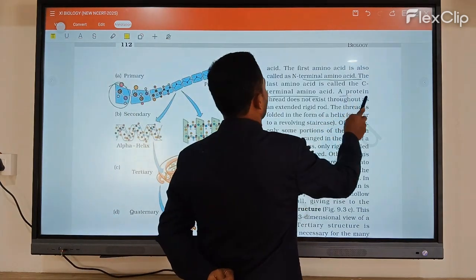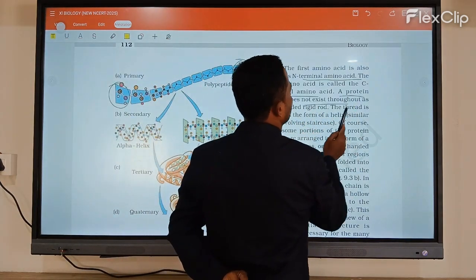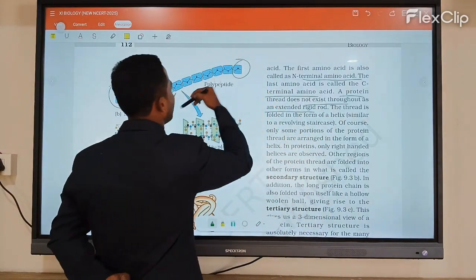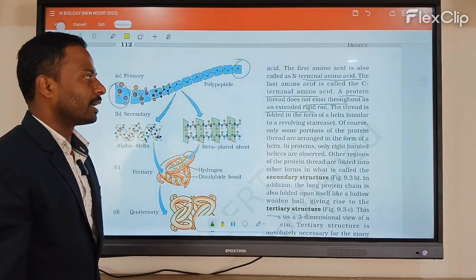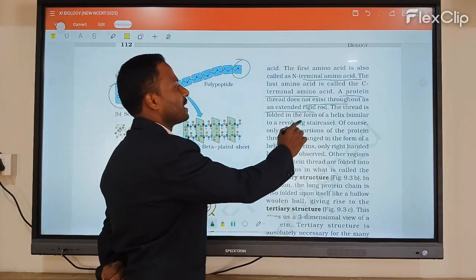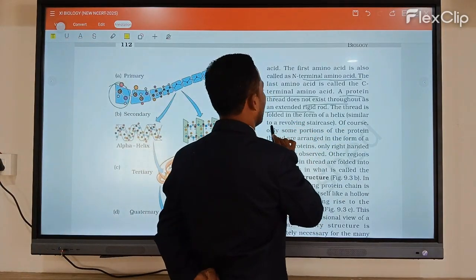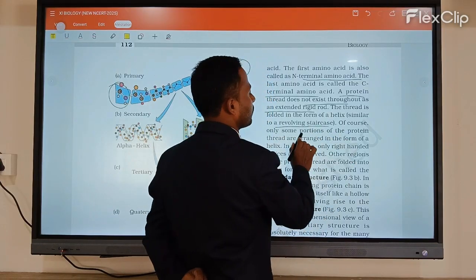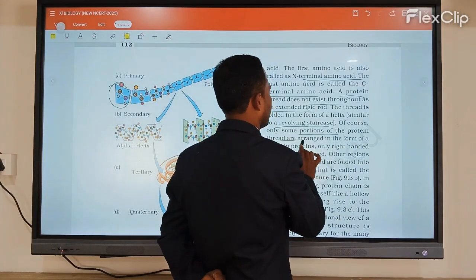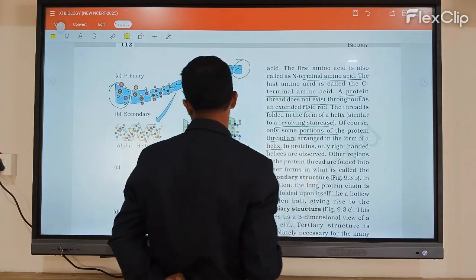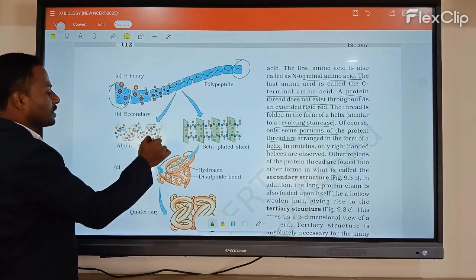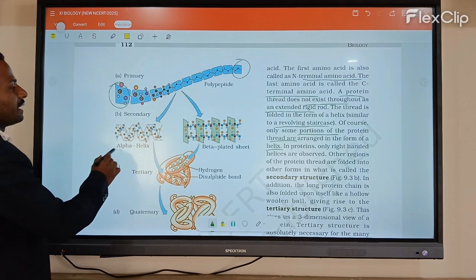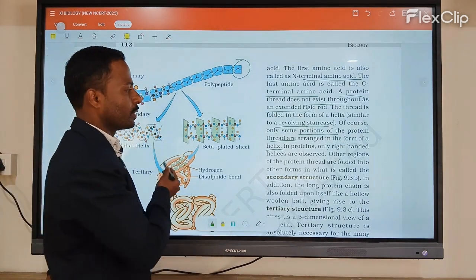Now, in a protein, the thread does not exist throughout as an extended, rigid rod-like structure. The thread is folded in a helical or revolving manner. In some portions of the protein, the thread is arranged in the form of a helix. Some are arranged in helical structures, alpha helix and beta helix. Alpha helix and beta helical structures are also produced in proteins.